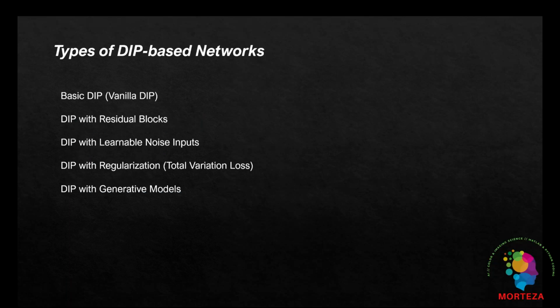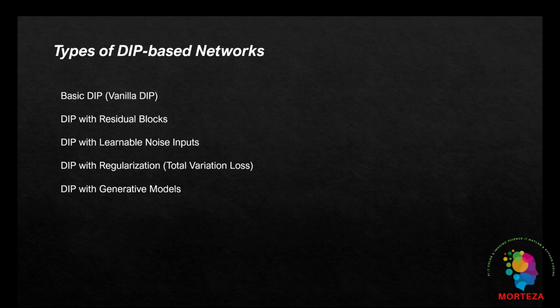There are different types of DIP-based networks. While the core idea behind DIP networks remains the same, different variations have been proposed to address specific types of image restoration tasks, like basic DIP or DIP with residual blocks, DIP with learnable noise inputs, or DIP with regularization, and finally DIP with generative models.